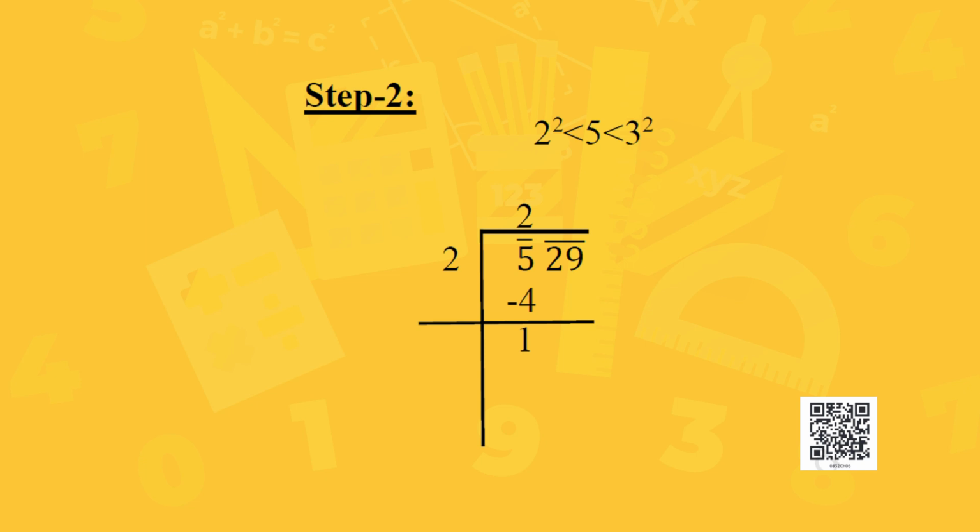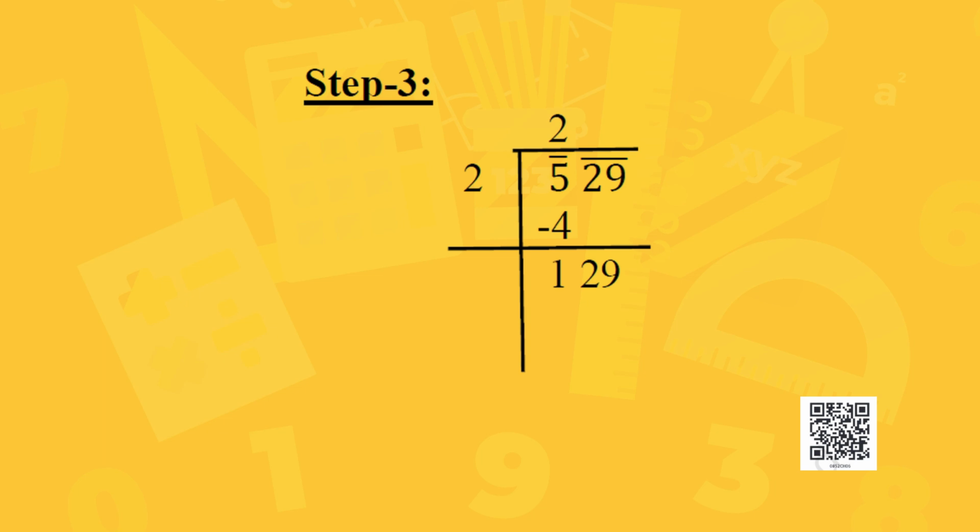In our case, the number under the extreme left bar is 5 and the largest square less than 5 is 2 squared. Take this number as the divisor and the quotient, with the number under the extreme left bar as the dividend, which is 5. By subtracting 4 from 5, we get the remainder 1. In our next step, bring down the number under the next bar. Here the number under the next bar is 29. Bring this number to the right of the remainder, so we get a new dividend, 129.